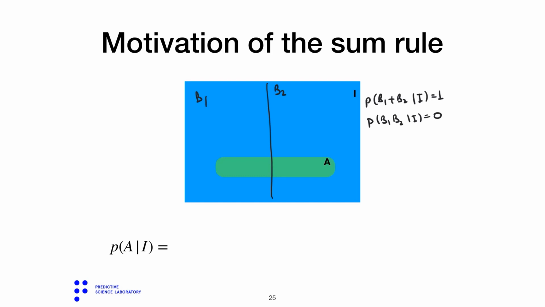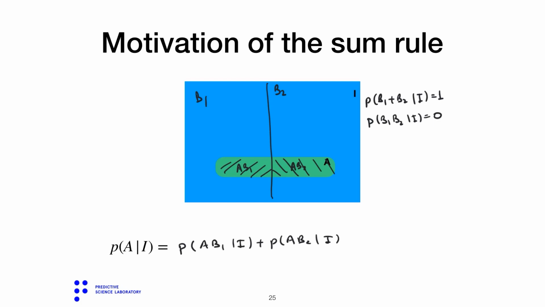The first states that the probability of A can be decomposed as the probability of A and B1 plus the probability of A and B2. And of course this is kind of obvious because AB1 is this area right here and AB2 is this area right here. So it basically says that the area of A decomposes to the area of AB1 and the area of AB2.